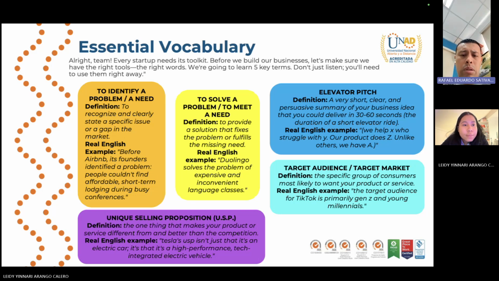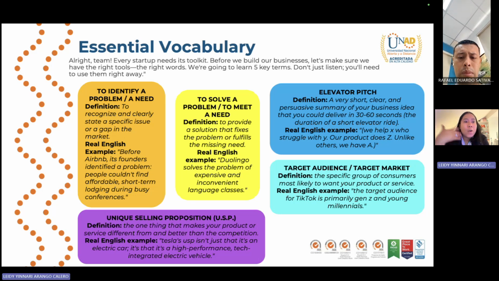No me quedó claro bien el concepto del USP. O sea, okay, the unique selling proposition is what makes your service or product, if it is physical or digital, better than the competition. So for example, I'm going to use a random example.